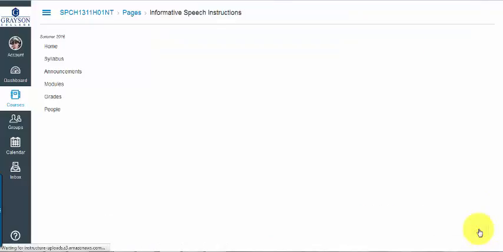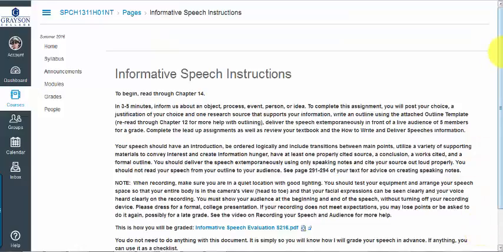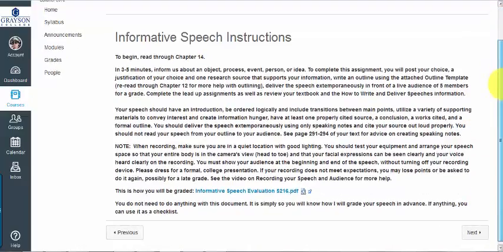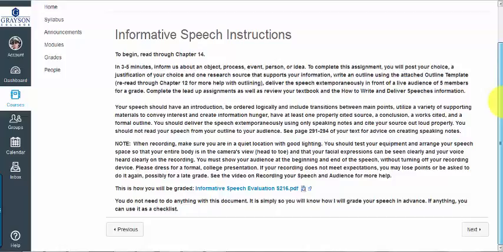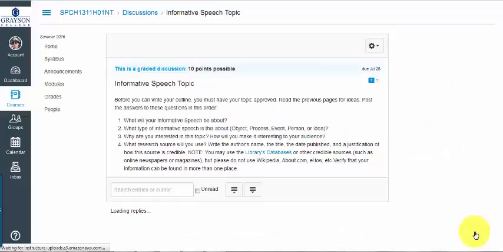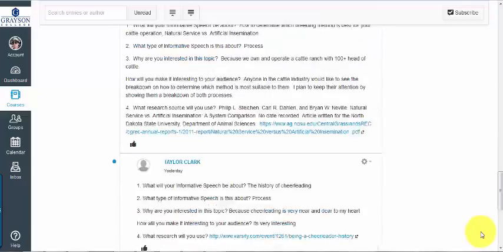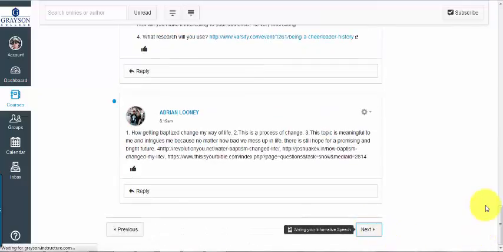Now, hopefully you've already looked at that. But again, here's your informative speech instructions. It is 3 to 5 minutes to inform us about an object, process, event, person, or idea. Look at whether or not I have approved your topic. And please take a look at the informative speech evaluation. I also have this in rubric form on Canvas that you can take a look at, so you know exactly what I'm going to be grading you. There's your topic. Scroll, scroll, scroll.